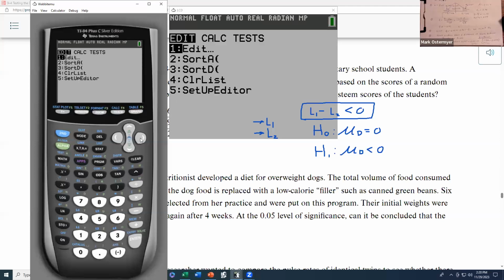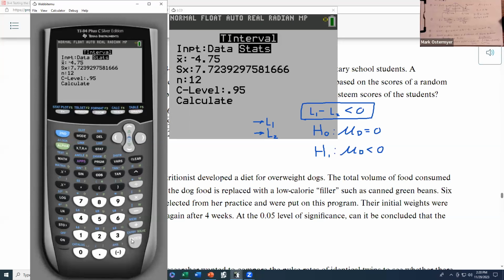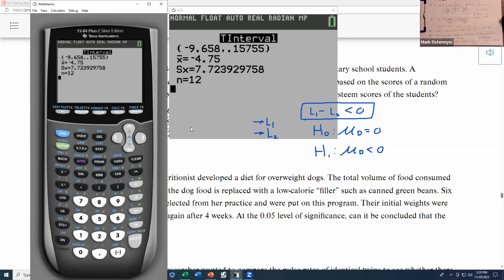Let's build a confidence interval now. Stat, test, go down, build a T interval. Everything should be imported into this one too. We don't have to re-import D bar and S sub D. It's all imported. 95% confidence interval. And there you go. Now, this is the 95% confidence interval here. Notice the lower endpoint is negative and the upper is positive, which means 0 is in here.